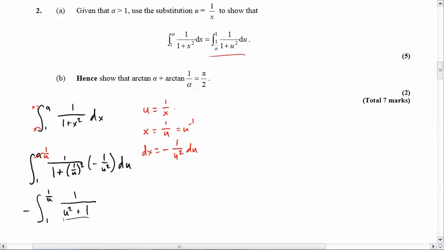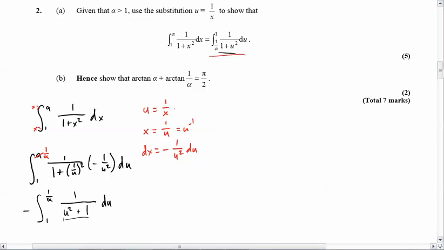U squared plus 1 and 1 plus u squared. Holy smokes, man. I told you, they tried to be nice to you. So then we got du. And so the final thing is to recognize that the integral from 1 to 1 over alpha is equal to the negative of the integral from 1 over alpha to 1.